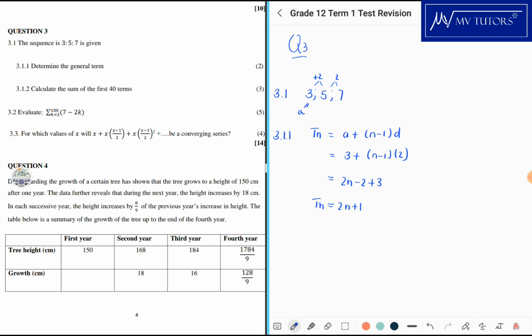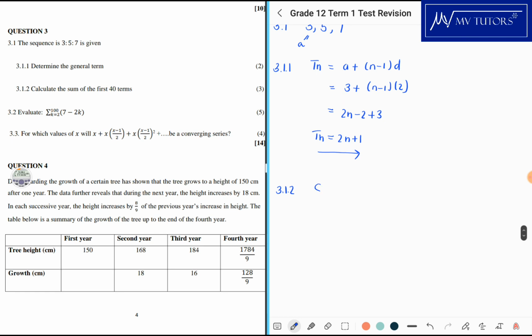Whenever you are done getting your term formula, test it. If you were to put 3, we're expecting to get 7. So 2 times 3 is 6, plus 1 is 7. Term 2, 2 times 2 is 4, plus 1 is 5. So we are confident that our term formula, or general term formula, is actually correct. Now 3.1.2 says calculate the sum of the first 40 terms. So you're going to use your sum formula. All right, it's there in your formula sheet.